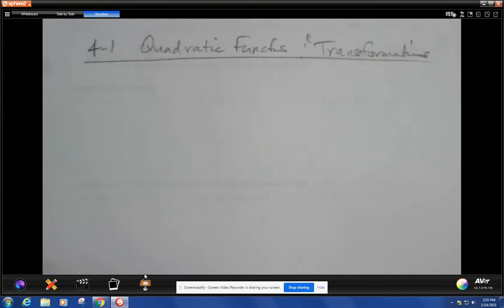All right, guys. Today we're going to be starting our chapter 4 on quadratic functions and transformations. Again, we have kind of dabbled in this in chapter 2, but I don't want to take anything for granted today, so I want to go ahead and talk about this. Let's talk about the difference between quadratic functions and just regular old functions.